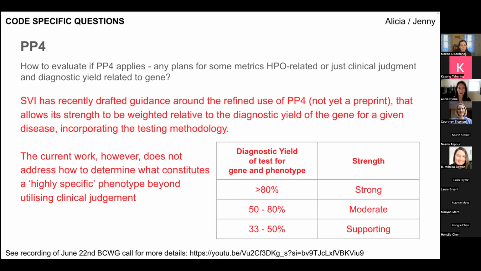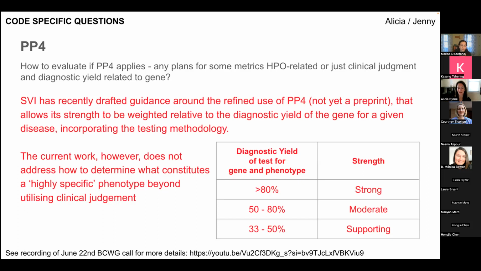And this guidance is allowing the PP4 strength to be modified relative to the diagnostic yield of a gene. So something that you can ascertain by looking at, say, GeneReviews, or as a VSEP, if a GeneReview for that gene doesn't exist, or if you disagree with it, to come up with that number for yourself. What is the diagnostic yield for your testing methodology for the phenotype observed?